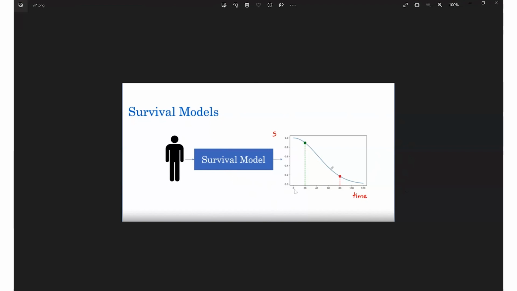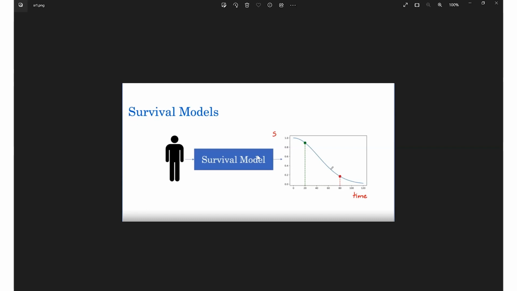As time increases, the survival probability is definitely going to decrease. The survival probability at time 20 is definitely higher than the survival probability at time 80. This is the general property of the Kaplan-Meier graph and survival function, and this is what we want to plot.